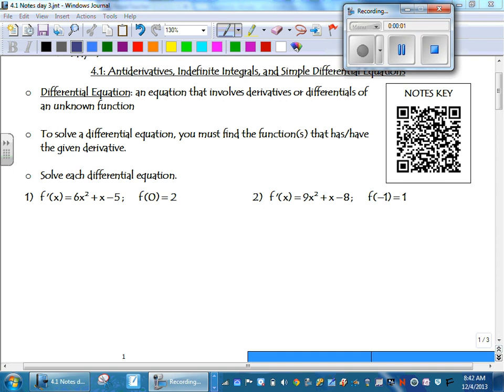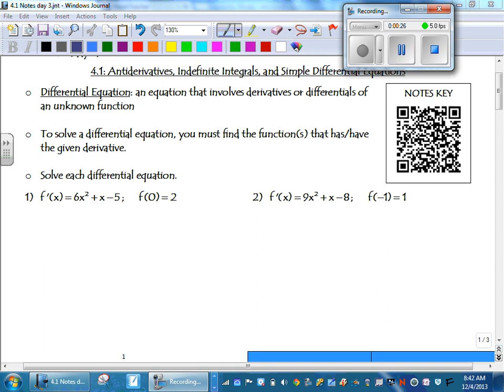Alright, so today we're talking about differential equations. We've actually been working with differential equations this whole chapter, but a differential equation is an equation that involves derivatives or differentials of an unknown function. So if we're given the derivative, we need to figure out the original function. That's a differential equation.